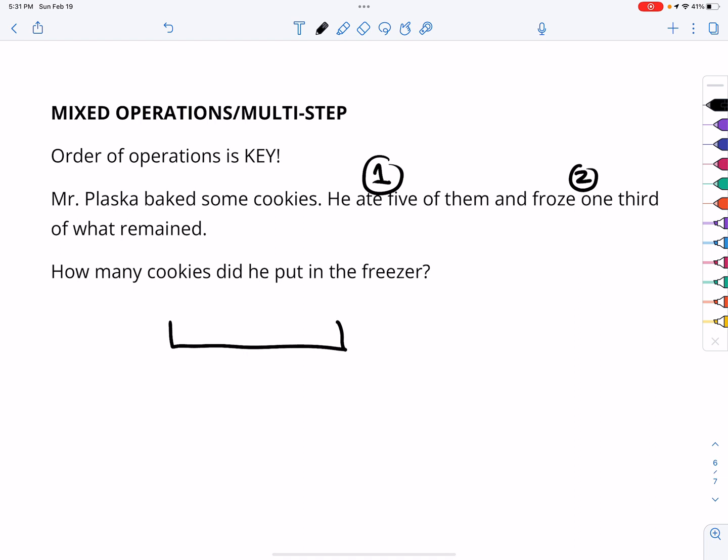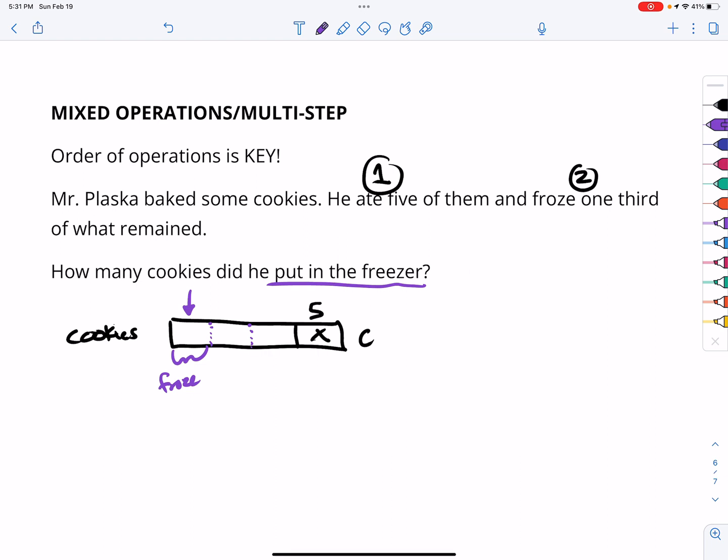So if here's all of the cookies that I bought, first I ate 5 of them. I'm going to use C for cookies. So I ate 5 of them, and then in my next step, I froze 1/3 of them. And I need to know this value right here. What is that value? So to figure this out, let's start out with what we had.